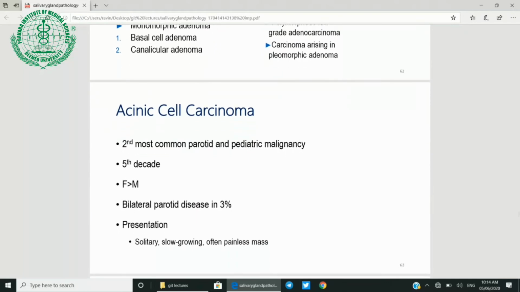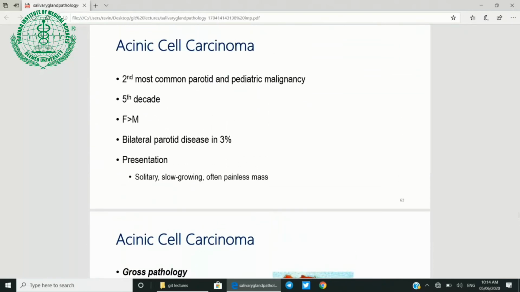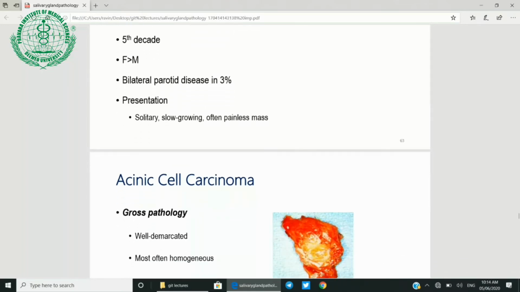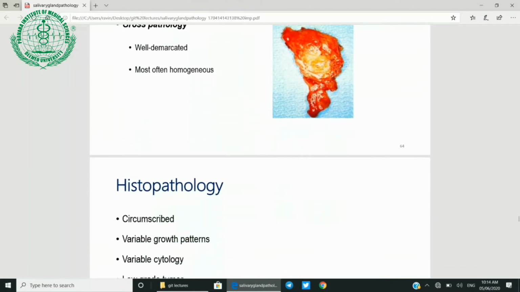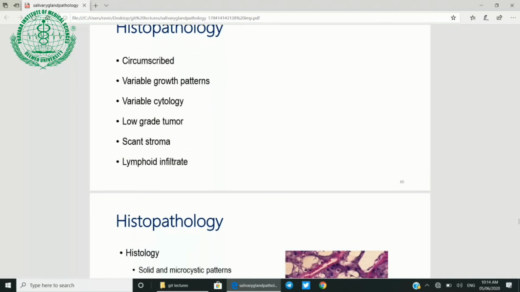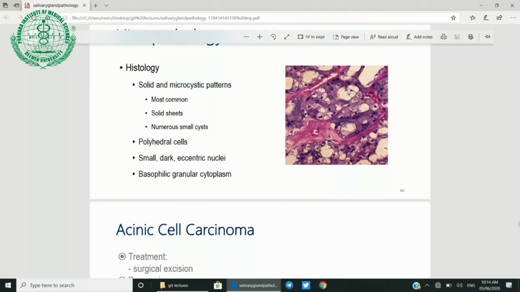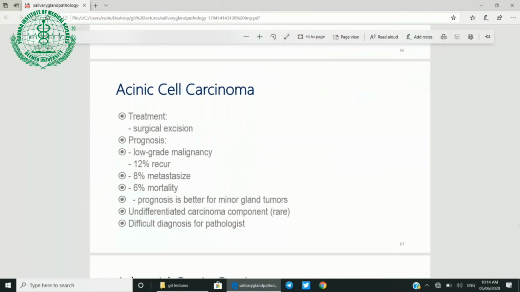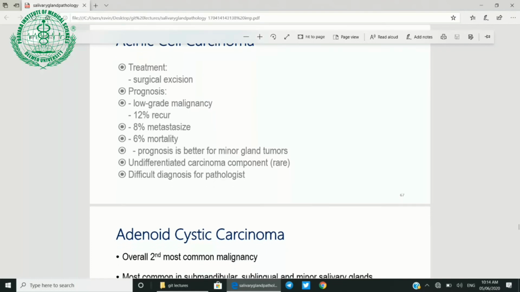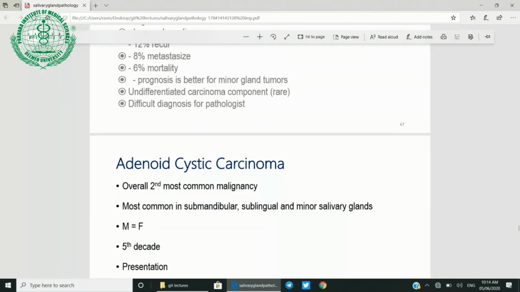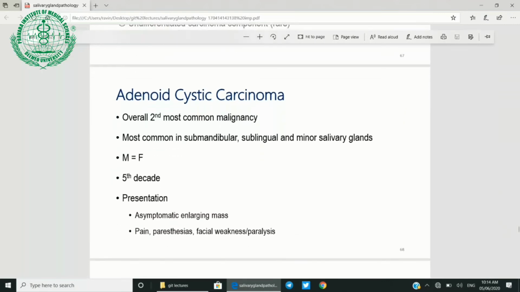Second is acinic cell carcinoma. Again, second most common parotid and pediatric malignancy, seen in the 5th decade, can be bilateral, well demarcated. Histopathology, you will see circumscribed variable growth patterns. Most common is solid and microcystic. You can see these cells there with small dark eccentric nuclei and a basophilic granular cytoplasm. Treatment is surgical excision. If it is low grade, there is chance of recurrence. If it is high grade, then the prognosis is bad.